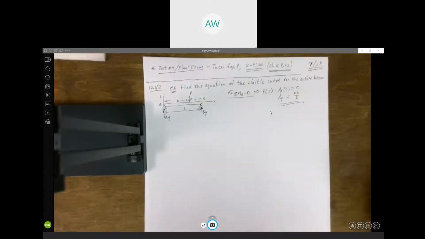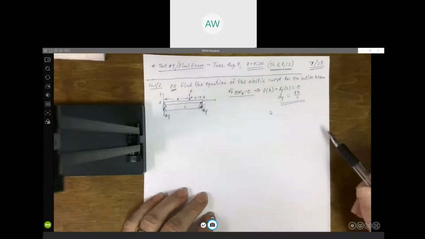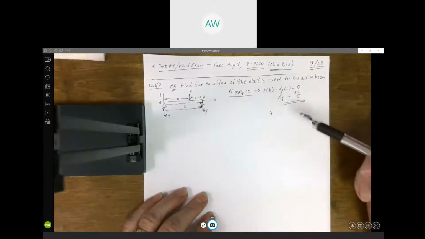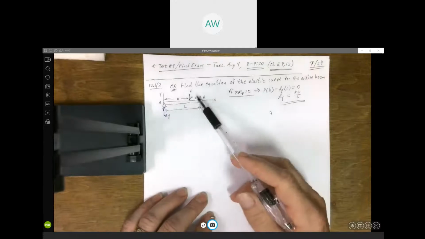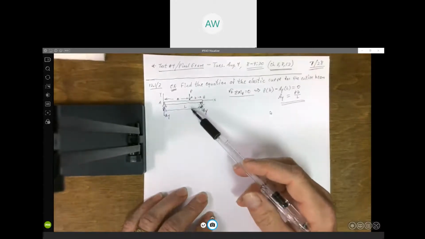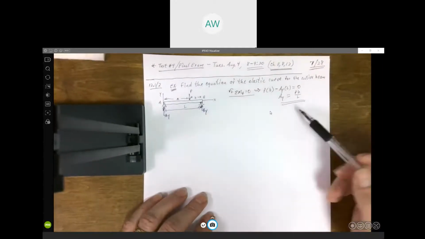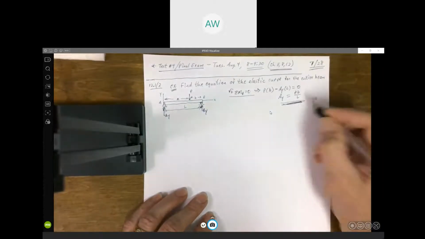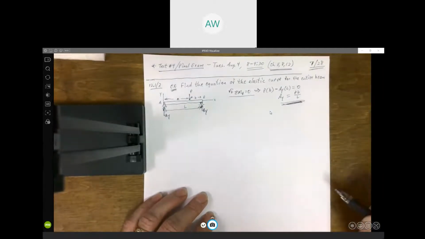And I know I mentioned this yesterday. When you're solving these problems, you need to solve for the support reactions in terms of the variables that are given. You should never have AY in your answer, right? So always solve for those support reactions.